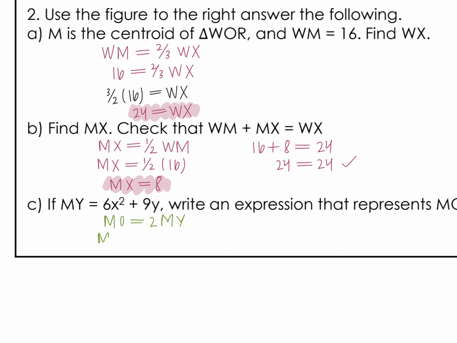Okay, so MO is going to be equal to 2 times that 6x squared plus 9y, which when we distribute that, we're going to get that MO is equal to 12x squared plus 18y. And then, like I said, they are just asking us to write an expression for it. And so this would be my answer. I don't have to solve for the x or the y. So that is it for our lesson over our lines of concurrency.